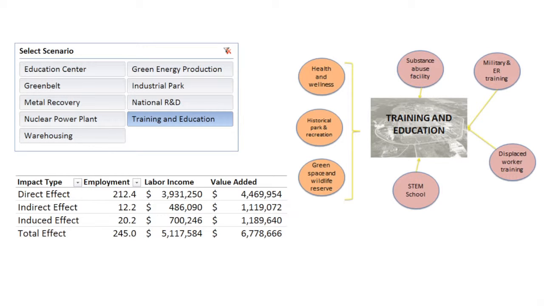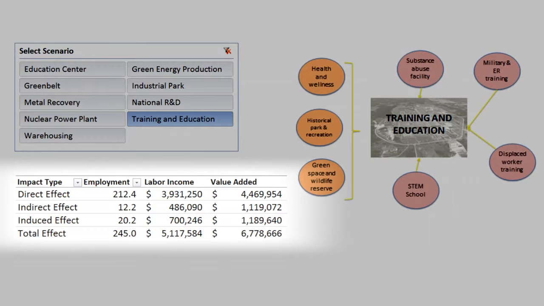Training and educational component, as the name suggests, the emphasis here is on education and the training part. Impacts tend to be a little lower when we compare it to some of the other future use scenarios. So in terms of employment, the total effect comes to 245 jobs. Labor income slightly over $5.1 million, and the value added almost $6.8 million in value added.